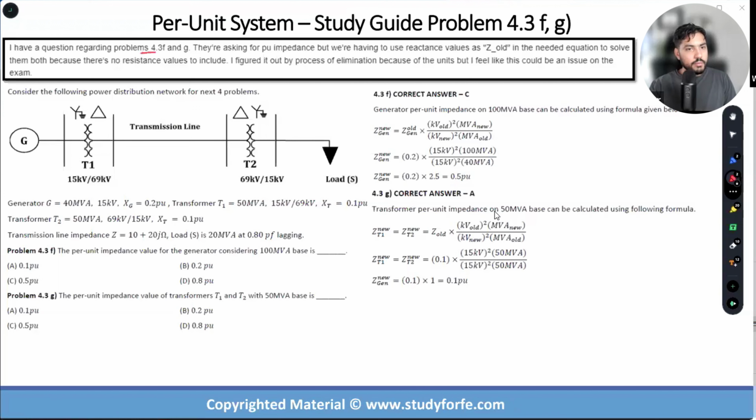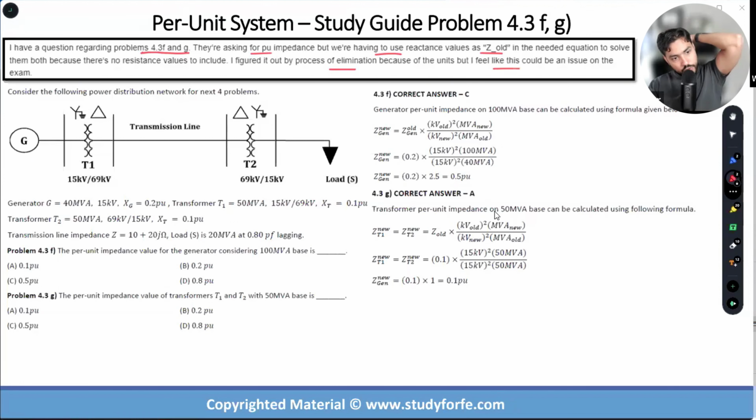I have a question regarding problem 4.3 F and G. They're asking for per unit impedance, but we are having to use the reactance values as old in the equation to solve. I figured it out by process of elimination because of the units, but I feel like this could be an issue on the exam. All right.